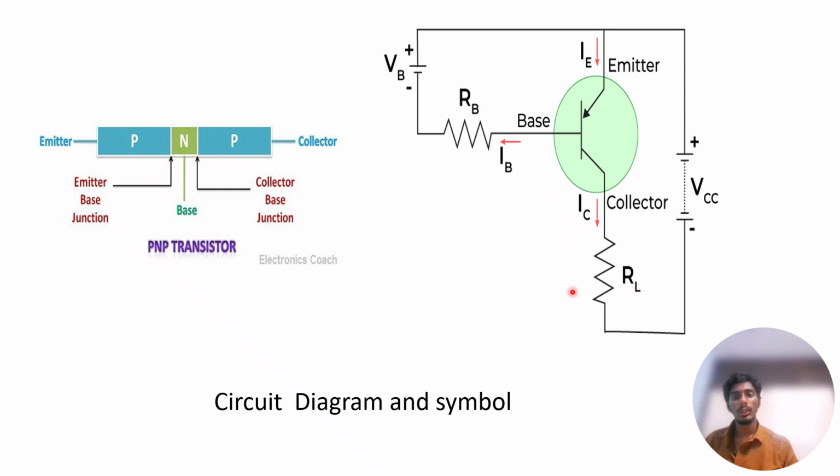There is a load resistor connected to the collector current IC, which is nothing but the collector junction, and there is a VCC connected to the transistor. VCC positive is connected to the emitter, and VCC negative is connected to the collector.